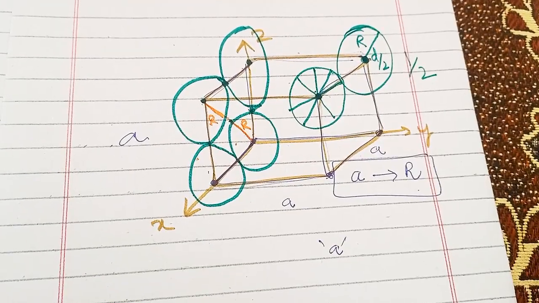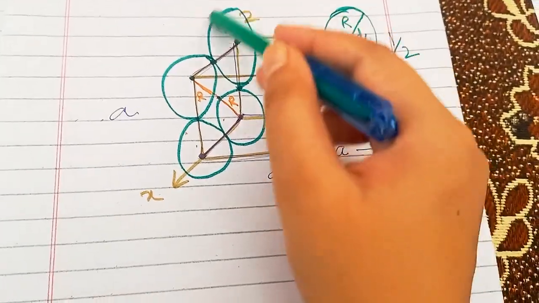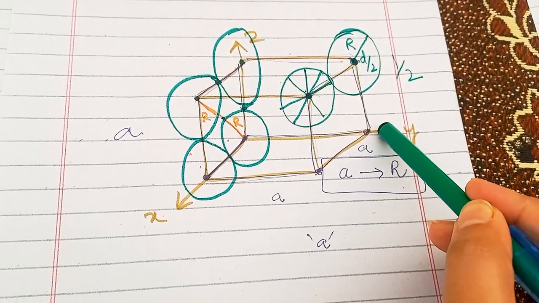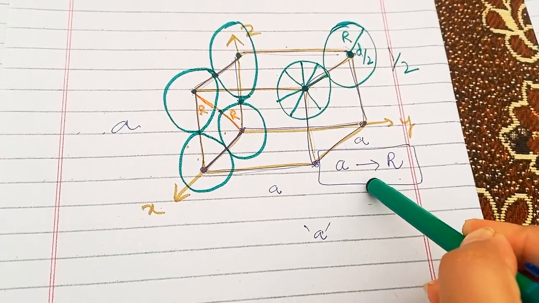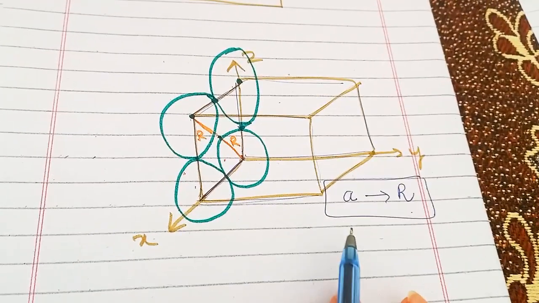The first thing I have mentioned is true for simple cubic only, like that touching property, while the other two things that I have mentioned are true for every cube you are considering. Okay, so let's continue with our problem.